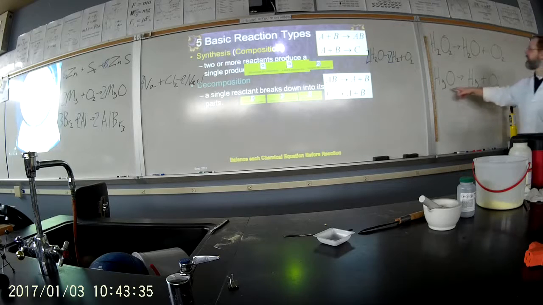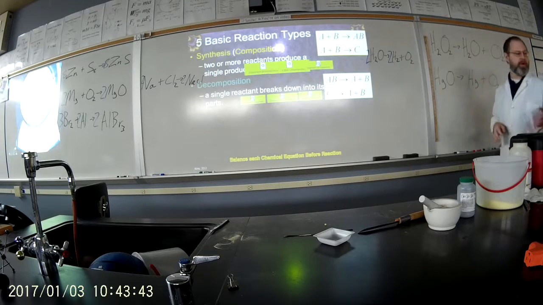And then this, if we have time, I'll tell you about why this is fun. But this is mercury oxide breaking down to mercury and oxygen. So balance these two while I set up the next example.